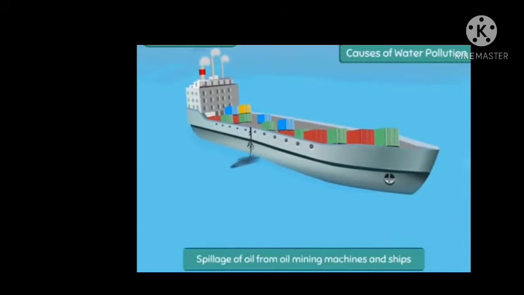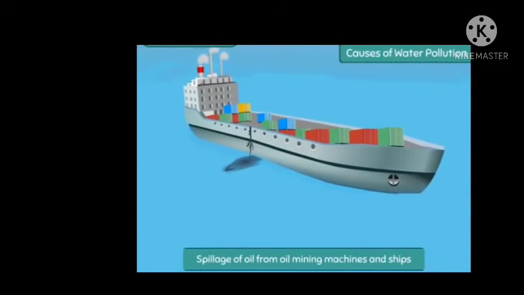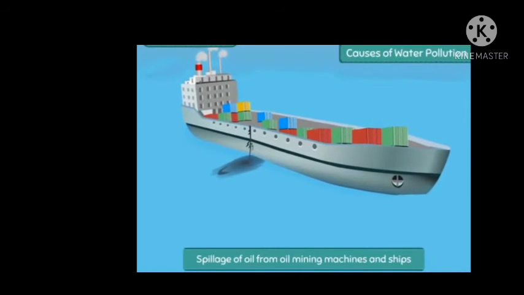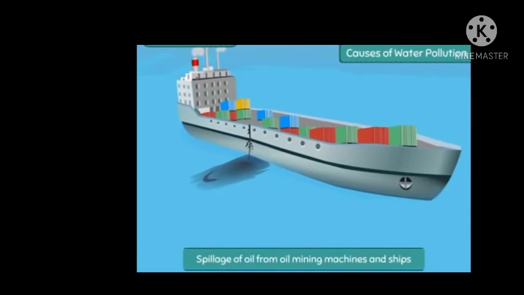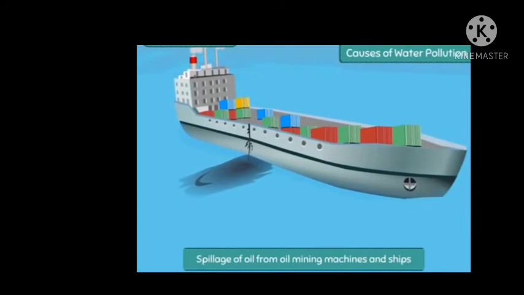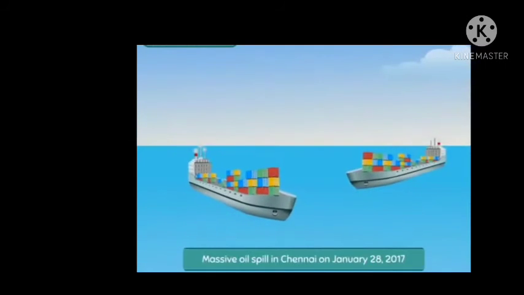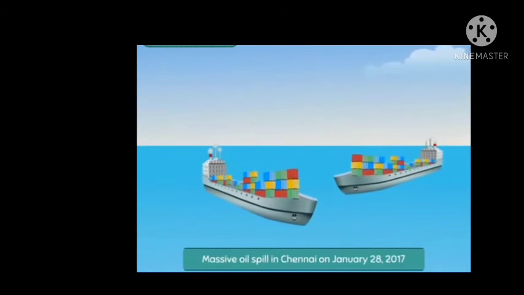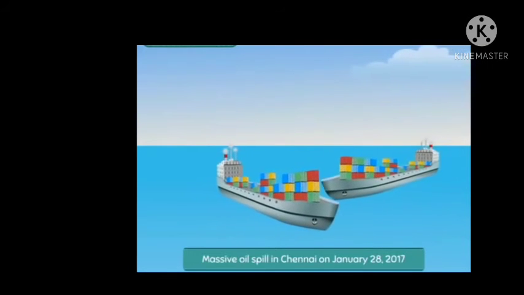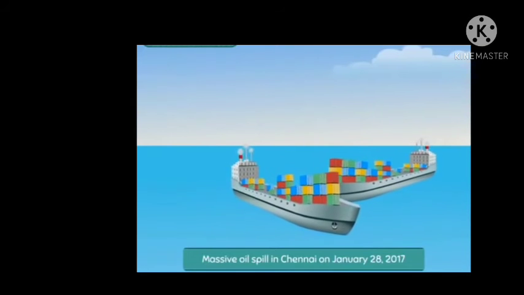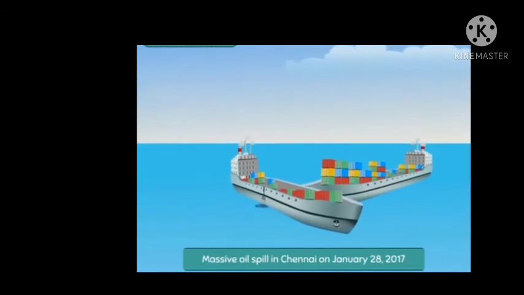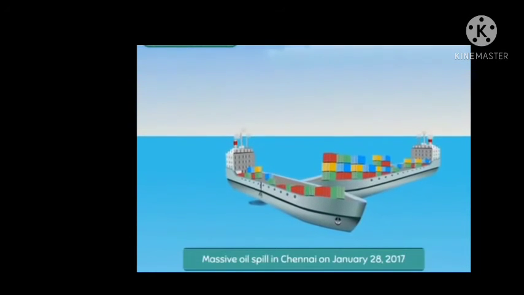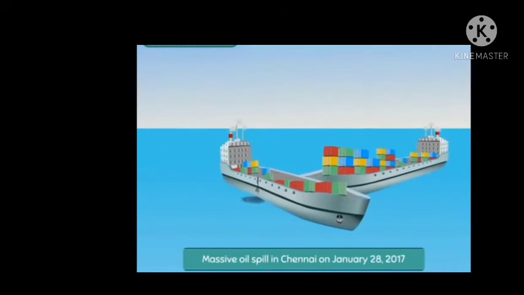Accidental spillage of oil from oil mining machines into the sea and oil-carrying ships is a growing cause of water pollution in the present times. On January 28, 2017, two cargo ships collided off the coast in Chennai, causing a massive oil spill into the sea. This caused a lot of damage to the aquatic plants and animals.